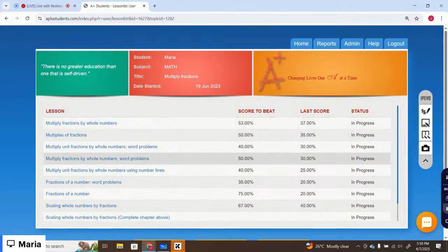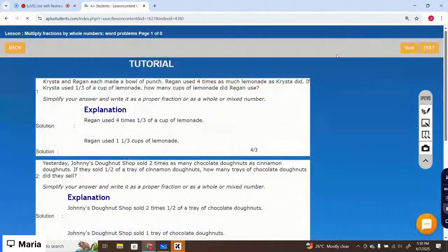Multiply fractions by whole numbers word problems. Let's just start with the test questions.